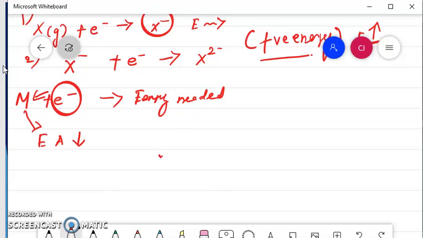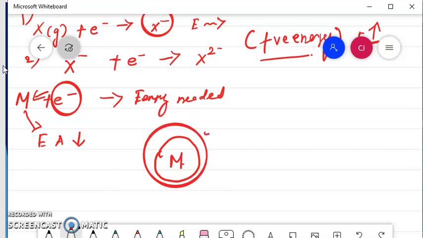Thus, consider this is a metal. The metal has a nucleus, and it doesn't have a strong pull on the valence electron. Consider this is the valence electron. This nucleus won't have a strong pull on the electron in the valence electron shell. So that is why this metal has a low electron affinity. Got it? This is the way electron affinity changes.